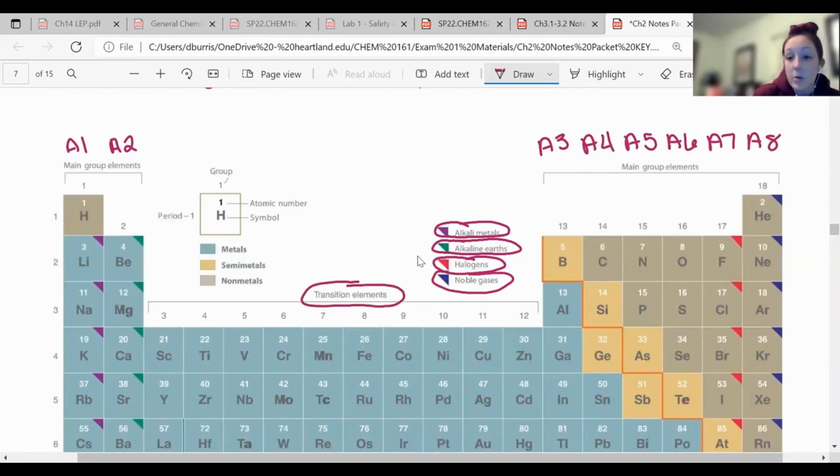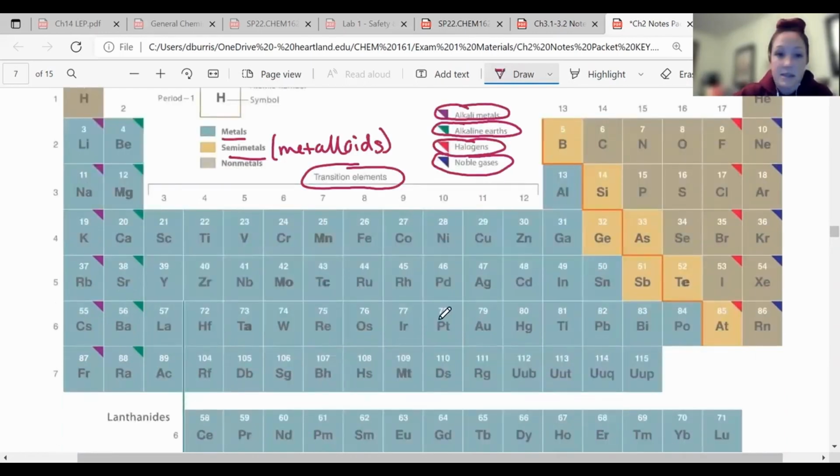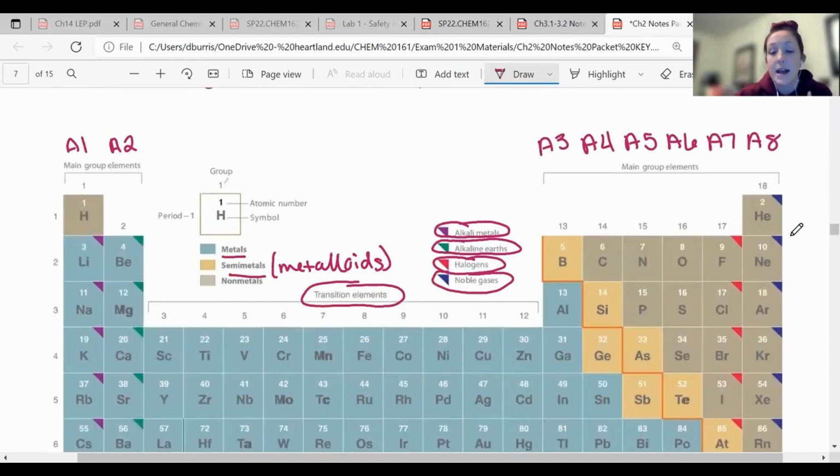Right, and that the table can also be divided into metals, semi-metals, or metalloids, that's another name, and non-metals. Okay, so you can see that a majority of the table is actually metals. What we like to do is make this little stair step here, and then almost everything to the left side is a metal, except for hydrogen, and almost everything to the right side is a non-metal, and then include hydrogen in that non-metal. Okay, so those are the ones that you need to know. So if I say halogens, you should know that I'm talking about the elements in group 17 or A7 over here. All right.